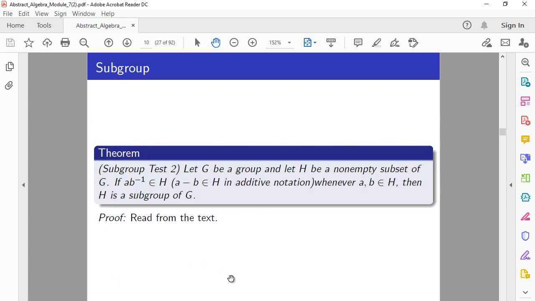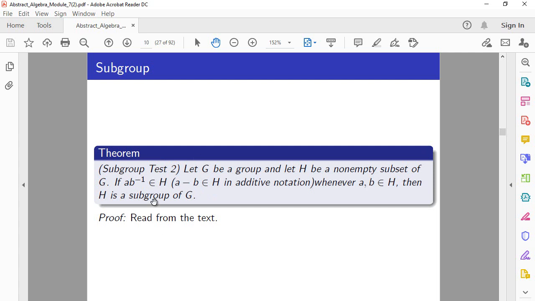Here is our subgroup test 2, and what it says is that, again, let G be a group and H be a non-empty subset of G, and if AB inverse is in H whenever A, B are in H, then H is a subgroup of G. In additive notation, instead of writing AB inverse, we would be saying A minus B.